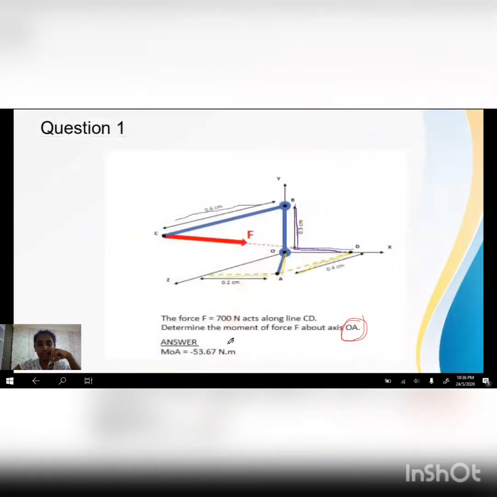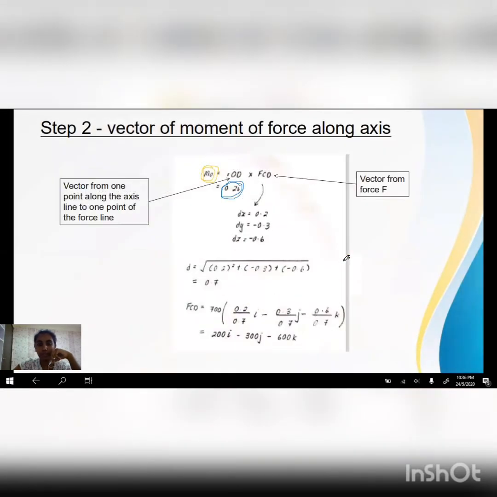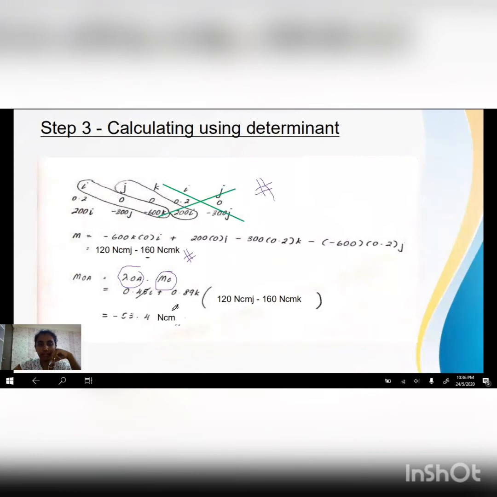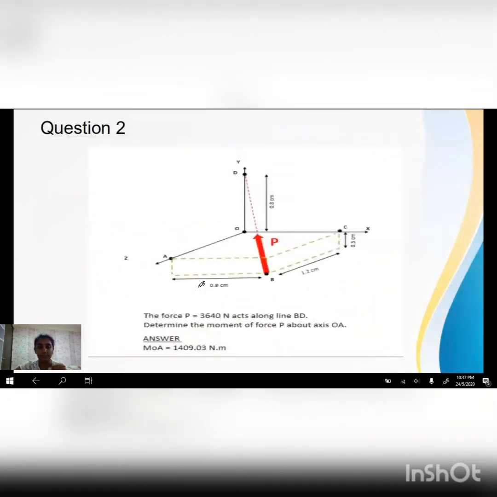If there's a slight difference in your answer, it's okay, never mind. Please make sure of the units. It's in cm, so make sure your answer is also in cm. Don't forget that. Now let's look at the second question.